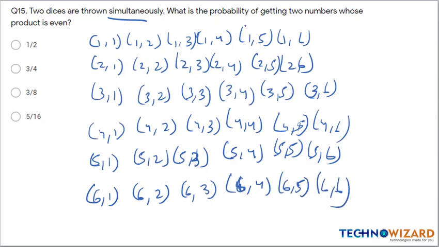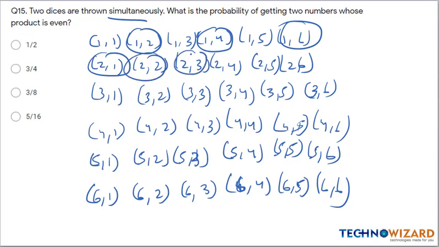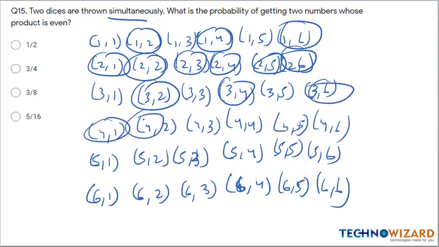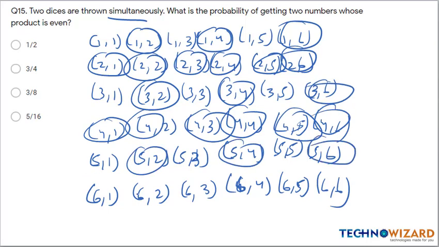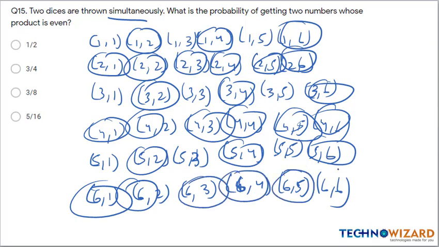Now what is the probability of getting two numbers whose product is even? This is even: 2 1s are 2, 4 1s are 4, and 6 1s are 6, and these are all even. In this, these three are even. In this, all are even. This, and this, all are even.